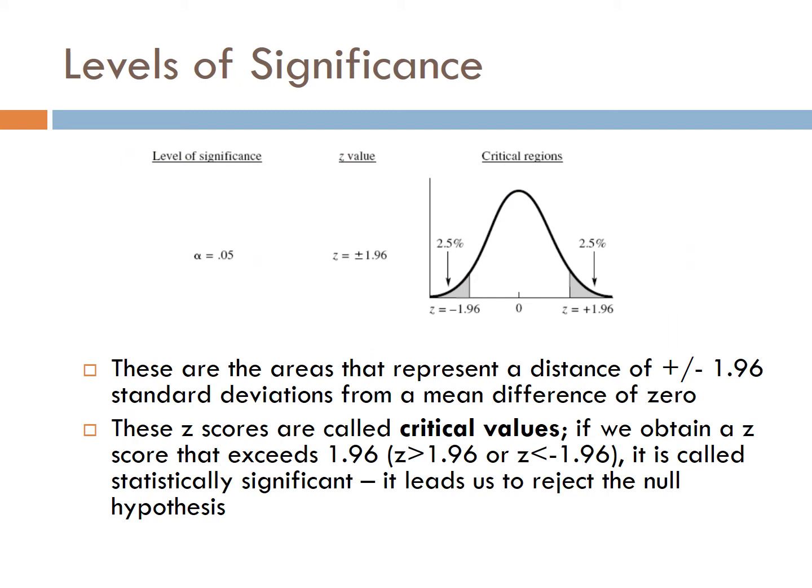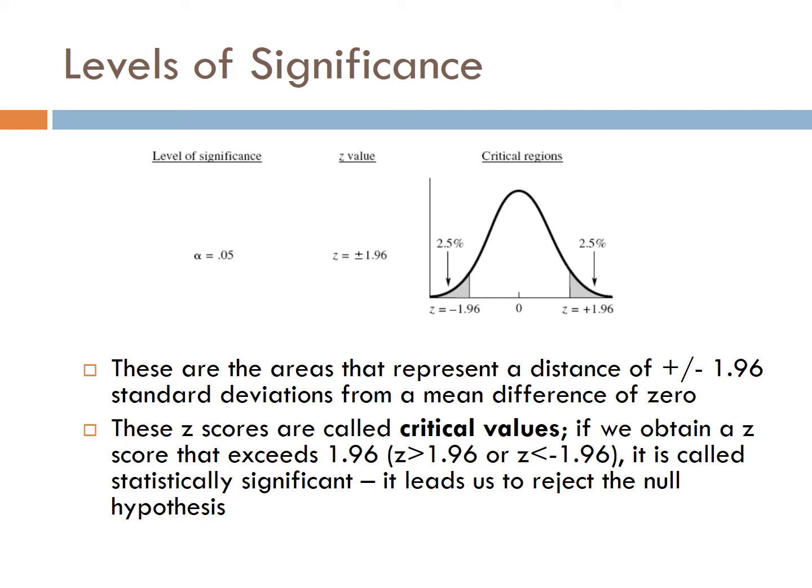So you can see the levels of significance. If alpha equals 0.05, the z-score is plus or minus 1.96, and so the tails are 2.5% on the left-hand side and 2.5% on the right-hand side. And where it has the shaded area, the line up to the bell curve, that is the p-value of 0.05. So again, the z-score of plus or minus 1.96 is at the same point on the bell curve as the p-value of 0.05. These are the areas that represent the distance of plus or minus 1.96 standard deviations from a mean difference of 0, which means about 2 standard deviations.